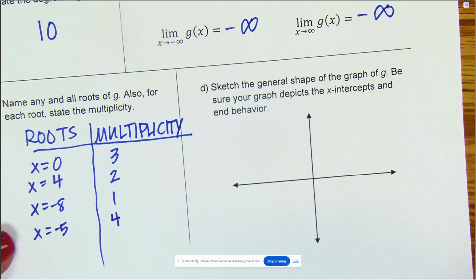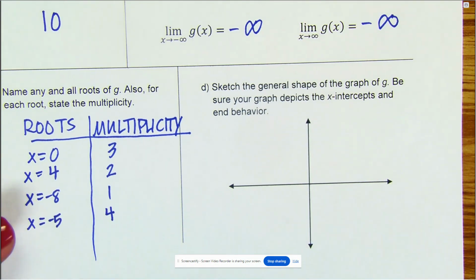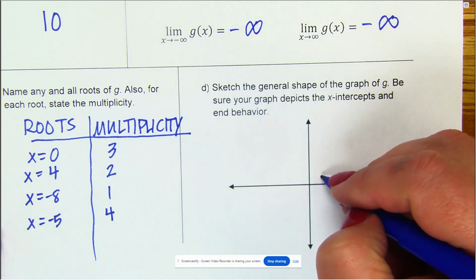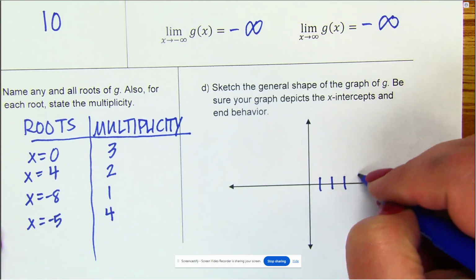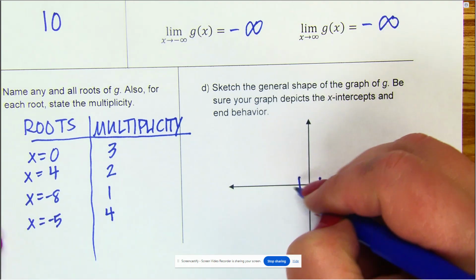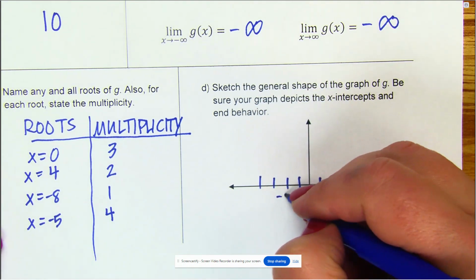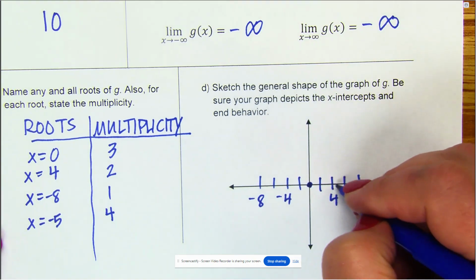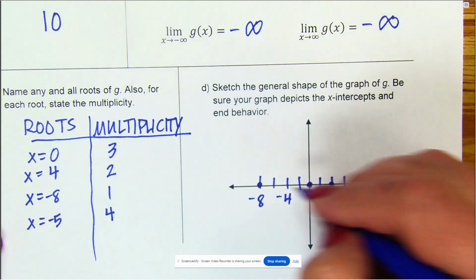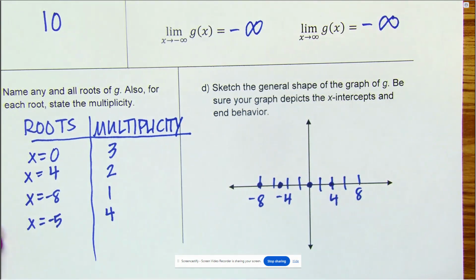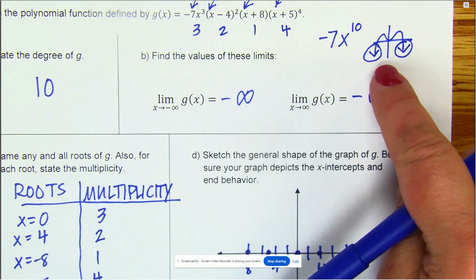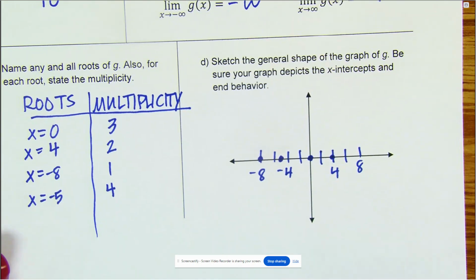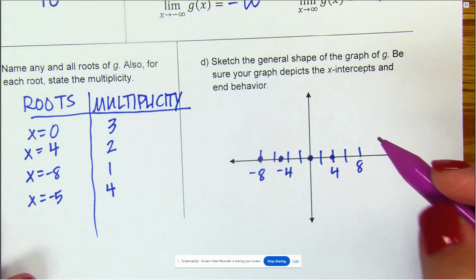The multiplicity tells me how the graph behaves at that root. So I'm going to go by 2's to make a picture here. 2, 4, 6, 8. I'm going to plot my roots. So I've got one at 0, I've got one at 4, -8, and -5. I know what the ends are doing. They're both going down. And then if the multiplicity is even, it bounces at that root. If the multiplicity is odd, it goes straight through.